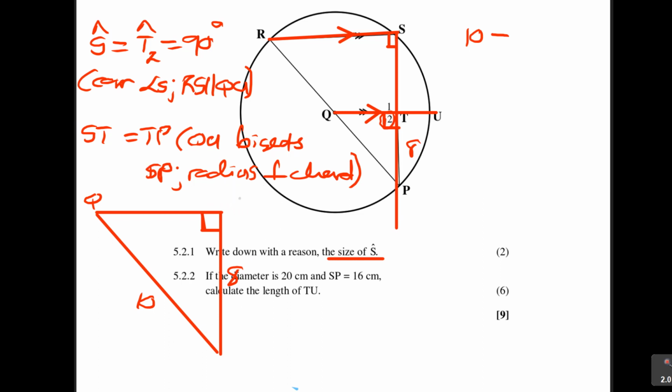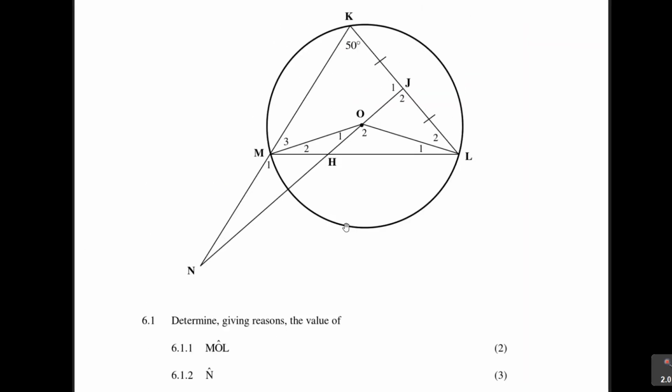This one is T. Then you can say 10 minus QT, and then it will give you that 4 centimeters after finding the simplification with the Pythagoras theorem. Alright. So that is that, guys. I hope it does make sense. Let's move on to the next question here.